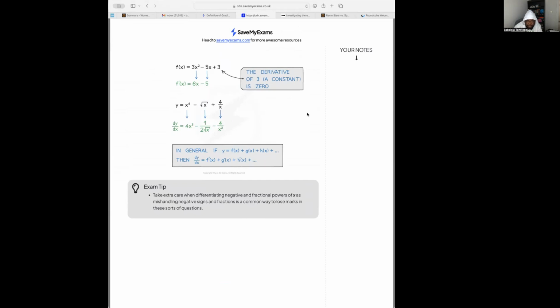So if you have root x, from indices, it means what? x to the power of half. So when you have to differentiate this, it's going to be 1 over 2 x to the power of 1 over 2 minus 1. So that gives you 1 over 2 x to the power of minus 1 over 2. The inverse of x to the power of 1 over 2 is going to be 1 over the square root of x. Put this 1 over 2, and that gives you 1 over 2 root x. That's how they got that one.